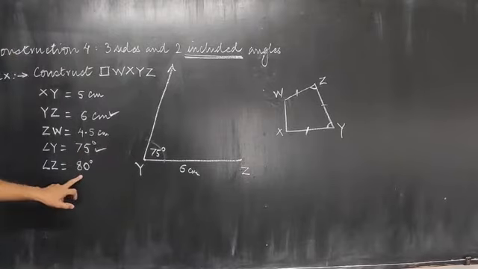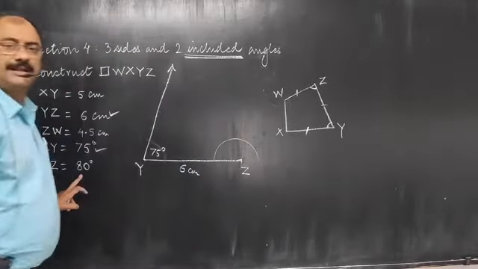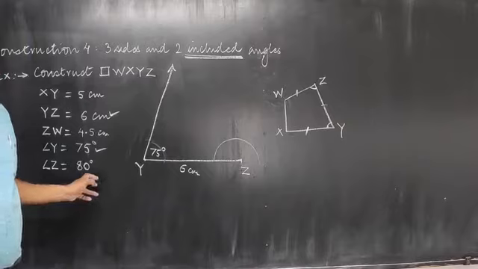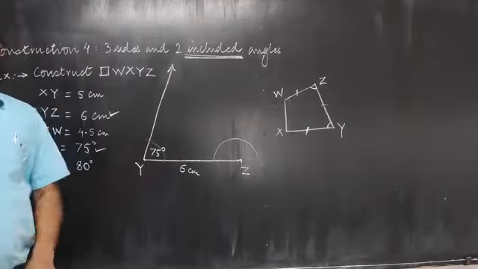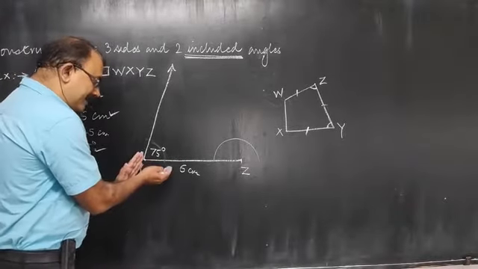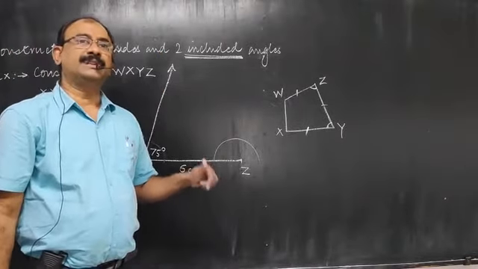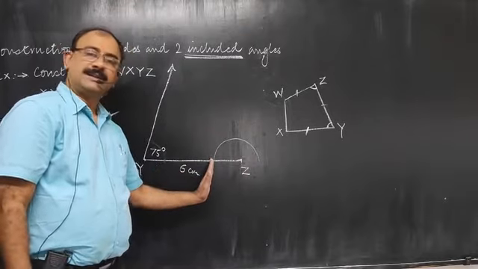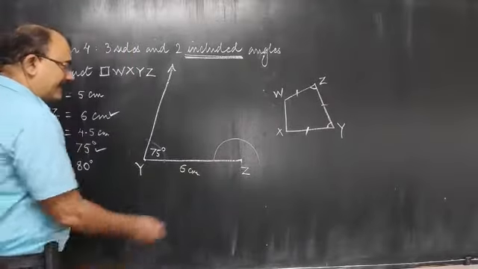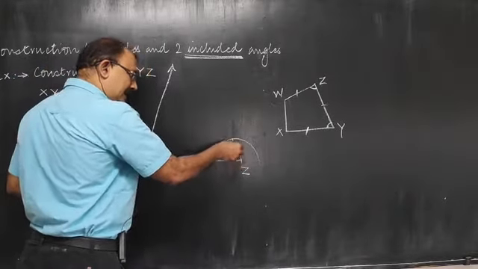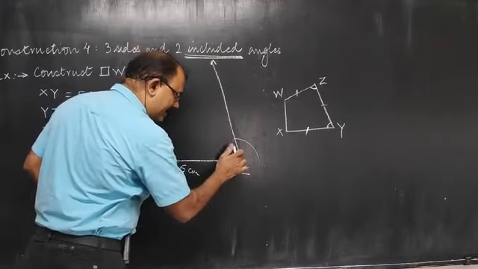Also at Z, an 80 degree angle. Now keep the protractor like this on point Z and start counting from the 0 which lies on the side of the quadrilateral. Here we started from the right hand side, but in this case the 0 which lies on the side is to the left of Z. From here you will start counting, go to the 80 degree mark and draw a ray like this. Remove the protractor, and write 80 degree here.